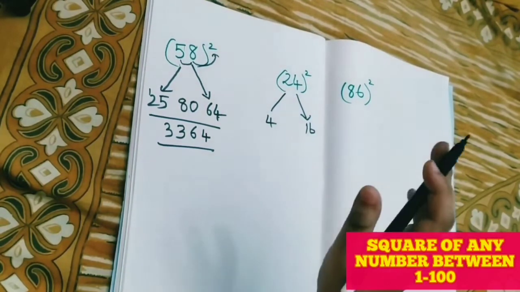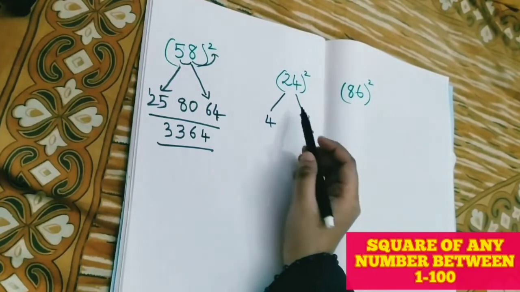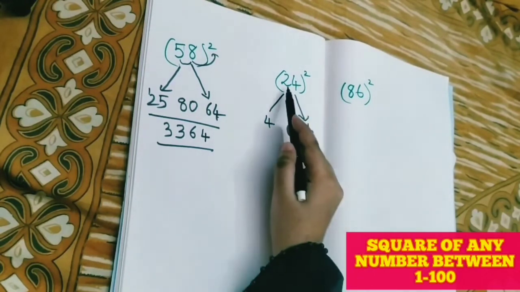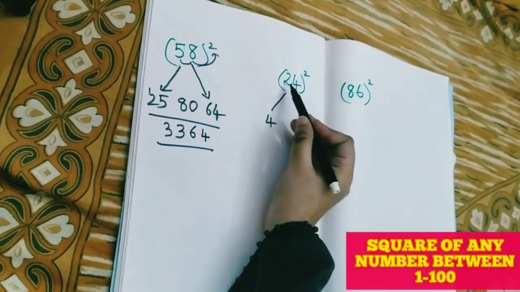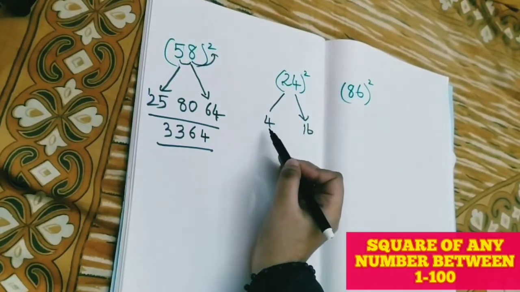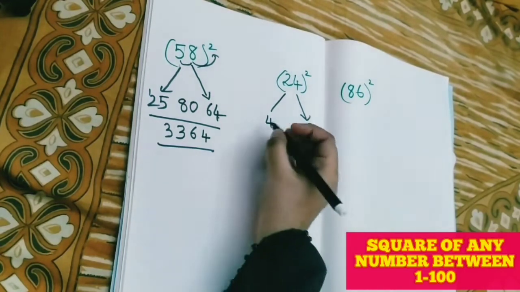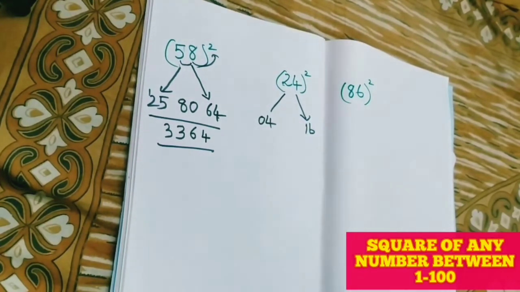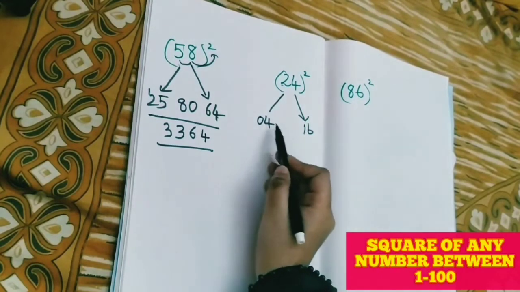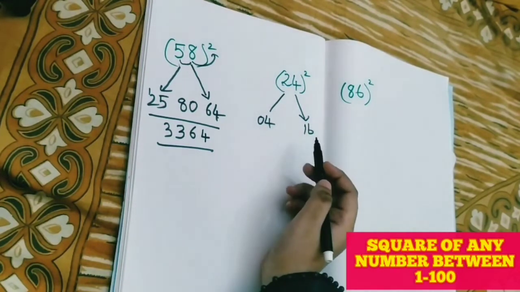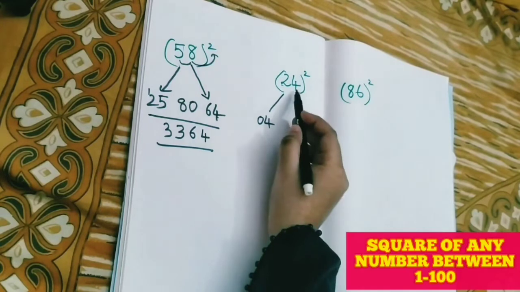Now remember one thing. Whenever you write the square of these two numbers, you have to write them in 2 digits. So for 2 square it is 4, but we have to write it in 2 digits, so we'll write it as 04. For example, 3 3s is 9, so we'll write it as 09. So for 2 2s are 4, we write 04, and then the square of 4 is 16.